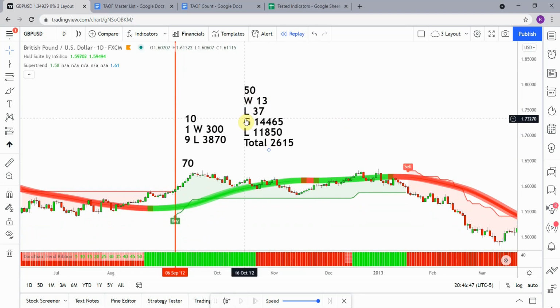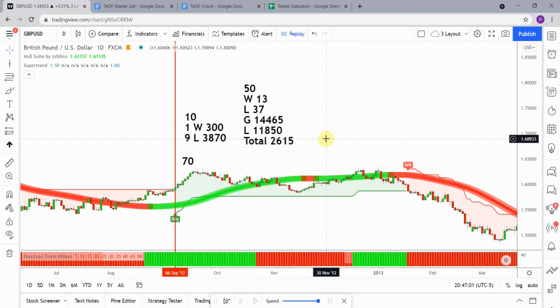The full gain of the winning trades was 14,465 pips altogether. The full amount of the losing trades was 11,850 pips. That gives you a grand total of 2,615 pips gained over almost a 20-year period. And so, in my opinion, even though it was able to gain a reasonable amount of pips over a 20-year period, 2,600 pips is not that great.